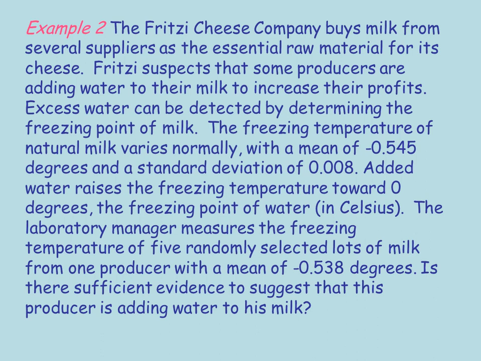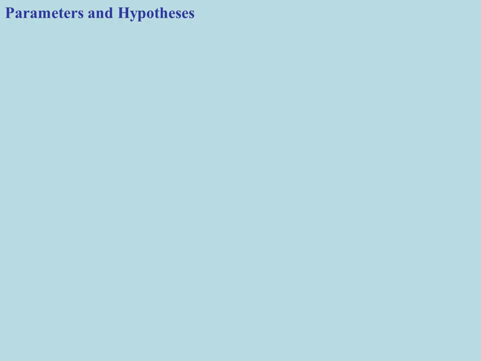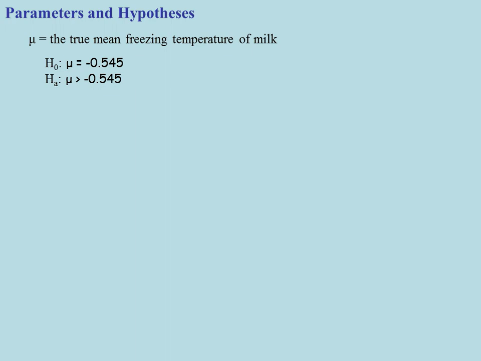Okay, same large problems that we had in the last chapter. So let's again go through it step by step. The first thing is to write your parameters and write your hypotheses. Our parameter in this case is the true mean freezing temperature of milk. Our null hypothesis is that it's equal to negative 0.545. The alternative is that it's greater than negative 0.545.